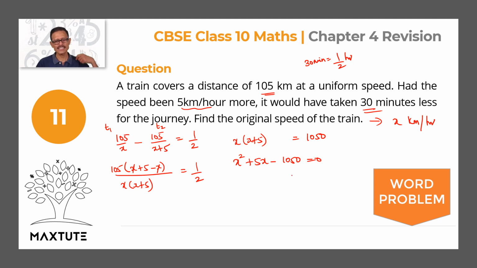On the face of it, it looks like a difficult term to factorize. Not so much. 35 into 3 is 105, so 35 into 30 is 1050. 35 minus 30 is 5x. Factorize as x plus 35 times x minus 30 is equal to 0. So values of x are x equals minus 35 or x is equal to 30. What is x? The usual speed of the train. Speed cannot be negative. So x is equal to 30 is the answer.